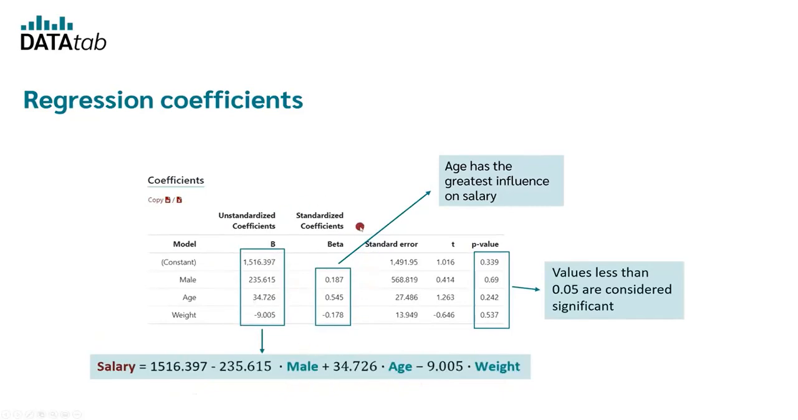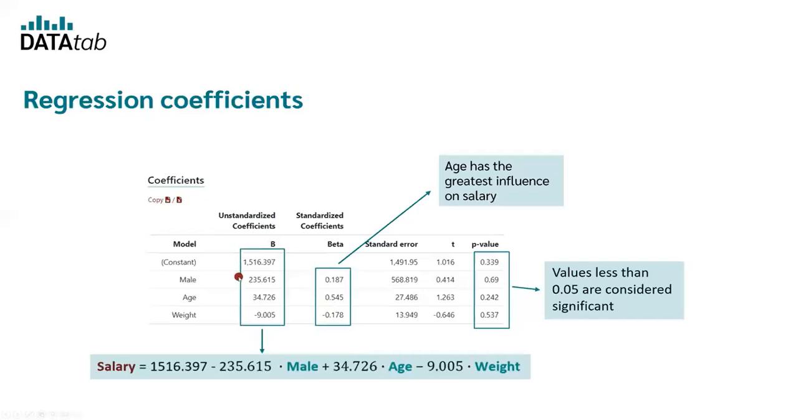Beta are the standardized coefficients. Here you can see which variable has the greatest influence on the salary. In this case, age has the greatest influence on salary because beta of age has the greatest amount. And finally, we see the significance value for the coefficients. Values smaller than 0.05 are considered significant. In this case, we see that not a single coefficient is significant. What does that mean now? The null hypothesis in each case is that these coefficients are 0 in the population.